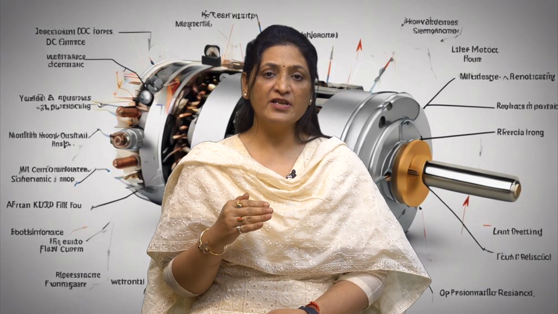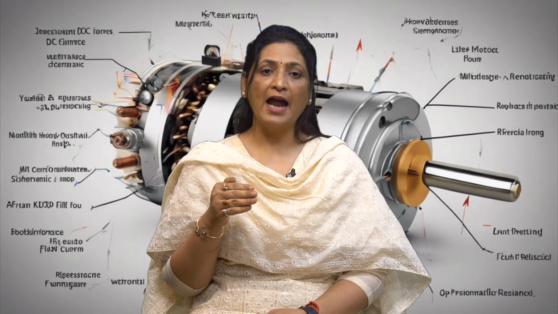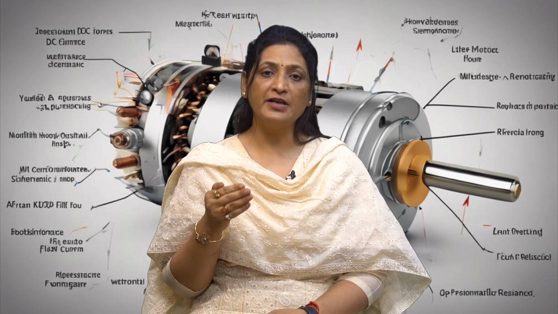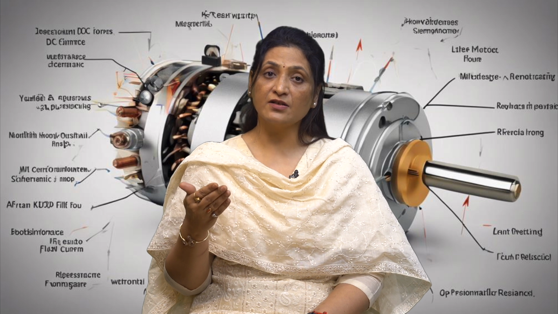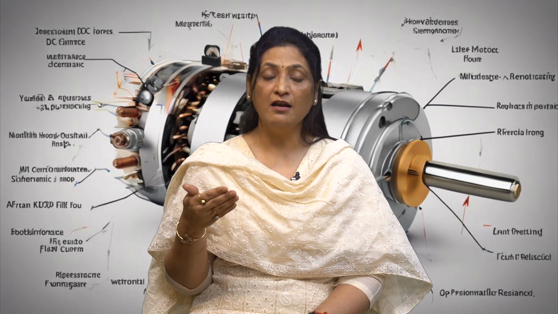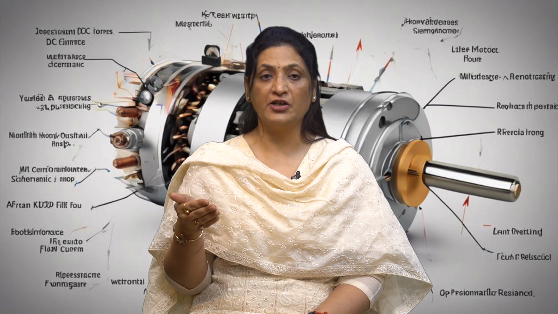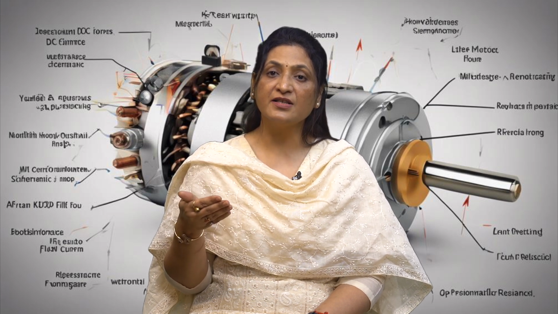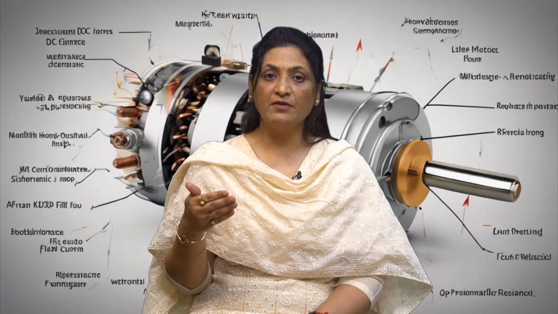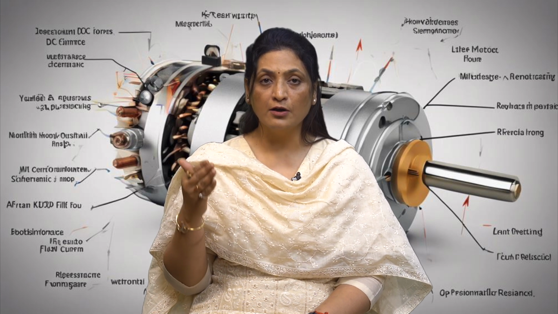3-point and 4-point starters are used for DC shunt and compound motors, and 2-point starters are used for DC series motors. The regulation characteristics measure how well the motor maintains its speed with varying load conditions. DC motors with good regulation characteristics will maintain a relatively constant speed even with a large variation in load.